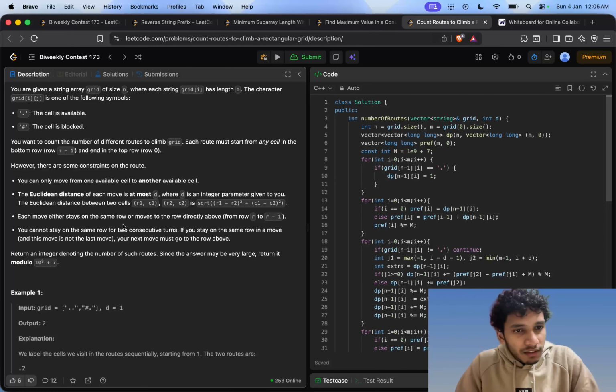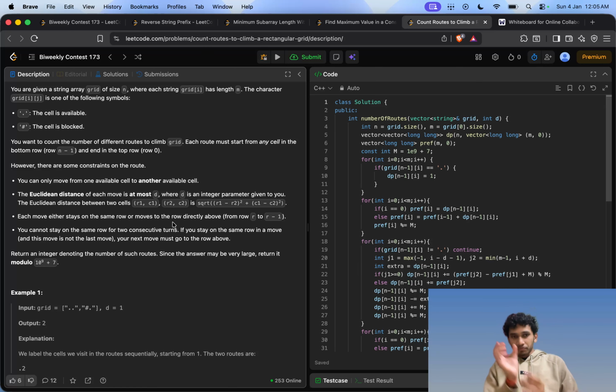Each move either stays on the same row or moves to the row directly above. This means that if we are in row i, then we can either choose to stay on the same row such that the two conditions discussed earlier are valid, or we can move to the row above it. We cannot move to rows much above it, that is 2 rows above it or 3 rows above it. We can move just directly above.